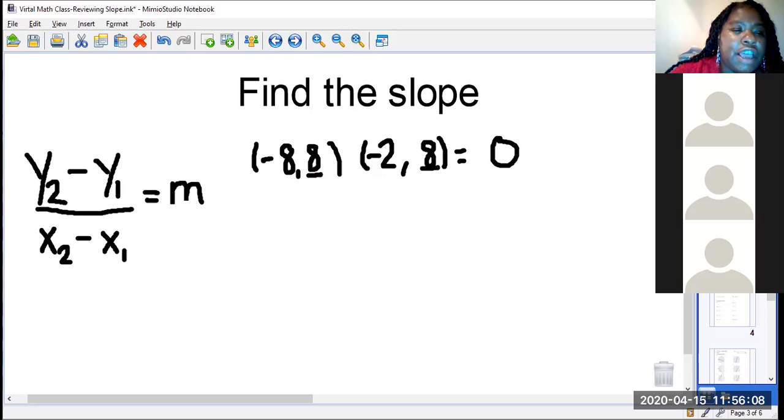So, okay. There we go. If I do this, let me go back. The first thing I would have to do is what? I have to assign my numbers or name my numbers, right? So, what would -8 be?